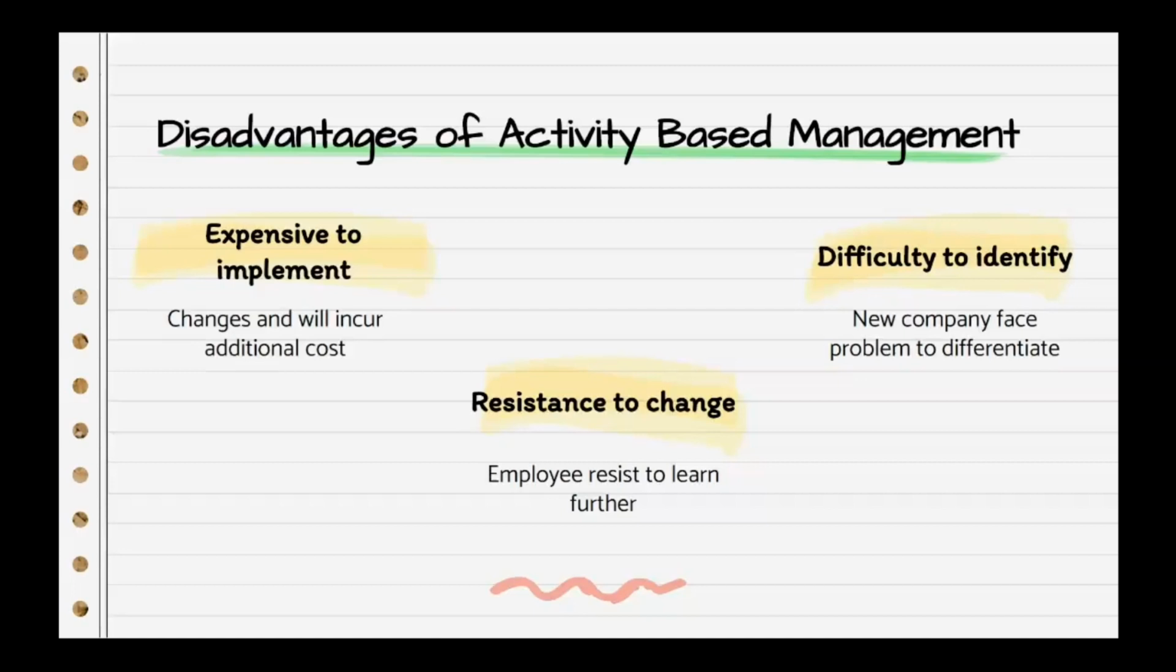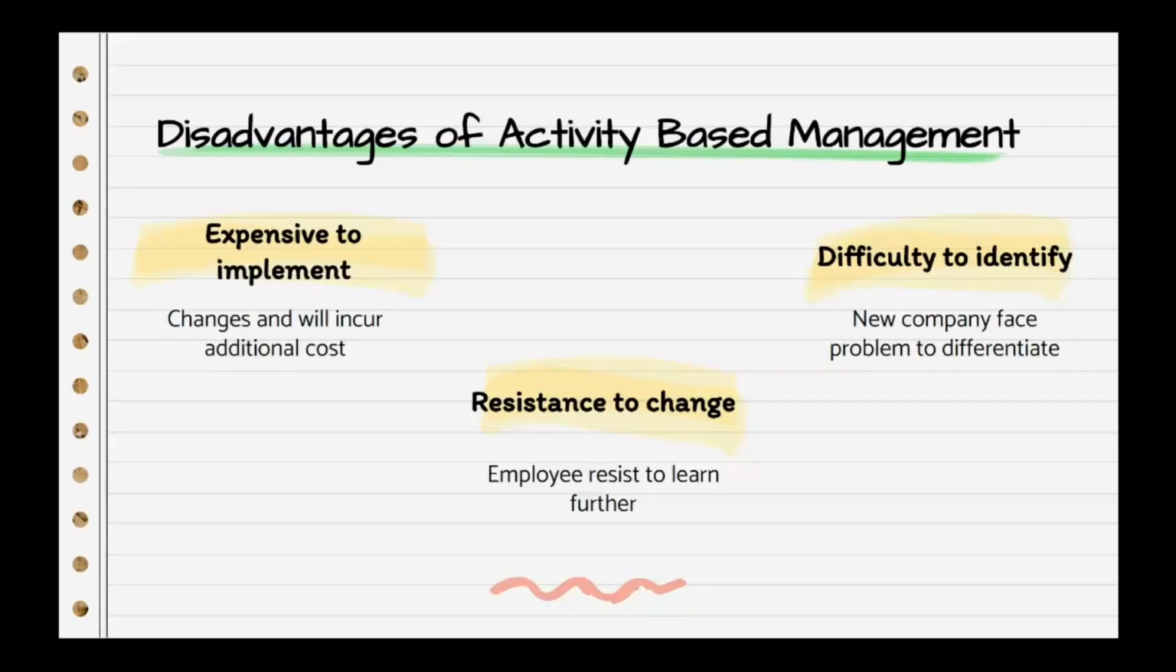Second is resistance to change. Most companies that decide to implement ABM will have problems with their employees resisting change. For example, we can say that employees will resist going to training and learning further about ABM.